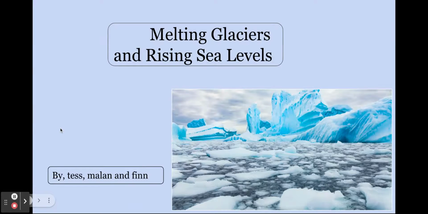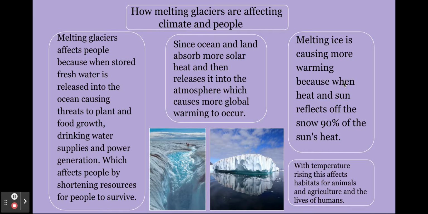Melting glaciers and rising sea levels. How melting glaciers are affecting climate and people. Melting glaciers affect people because when stored fresh water is released into the ocean, it causes threats to plant growth and food growth, drinking water supplies, and power generation, which affects people by shortening resources for people to survive.